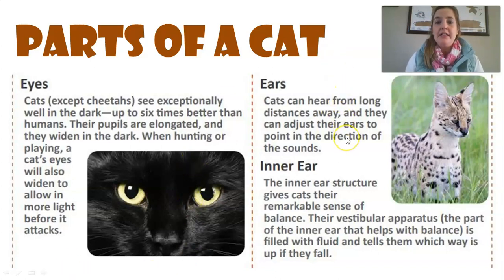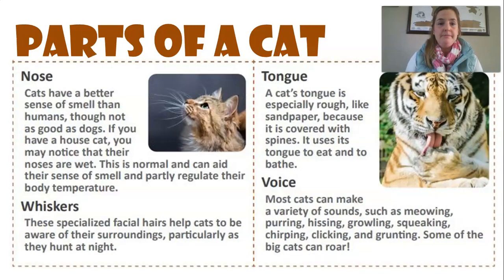Cats have really good hearing, and they actually adjust their ears to where the sound is coming from, so you might see them moving a little bit. Their inner ear, inside their ear, is specially adapted to give them really good balance. That's why you can see a cat walking on the edge of a wall without falling off.